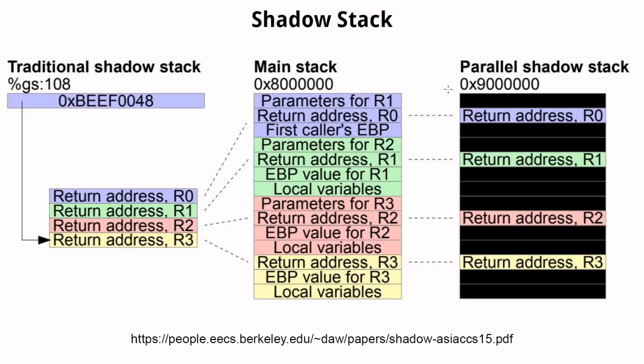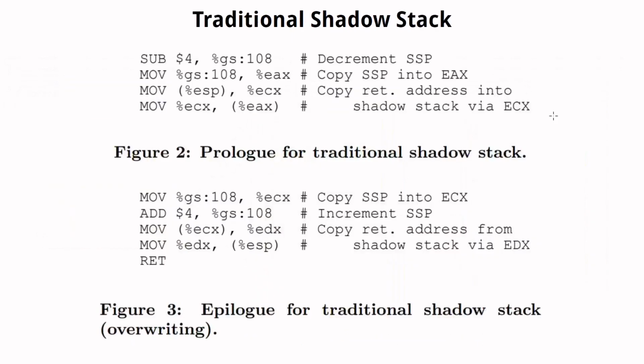The parallel shadow stack, the same idea. It's just we do not store those addresses together. Every return address on the main stack has a fixed distance, or offset, compared to the parallel shadow stack. Later, if you see the code, you will see why it makes the program a little bit faster.